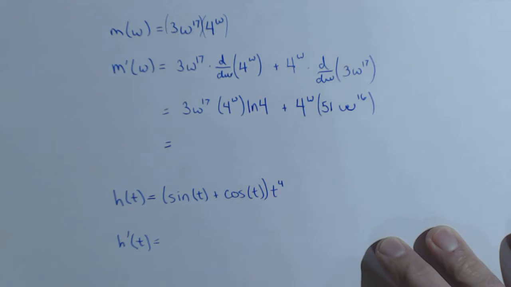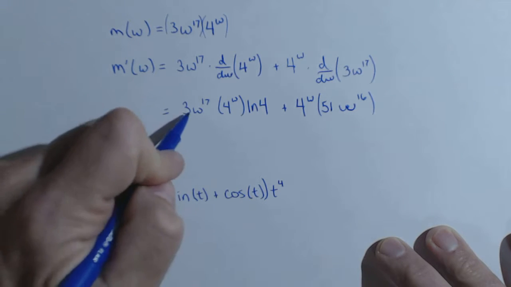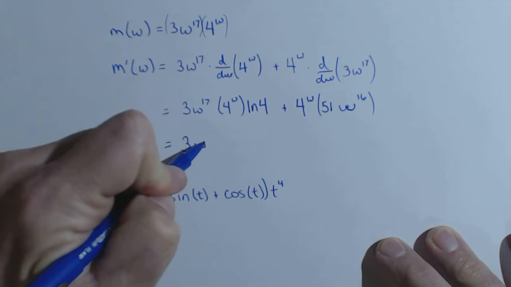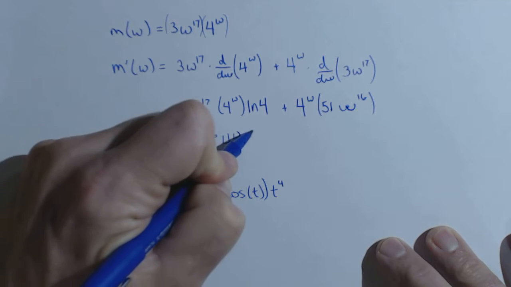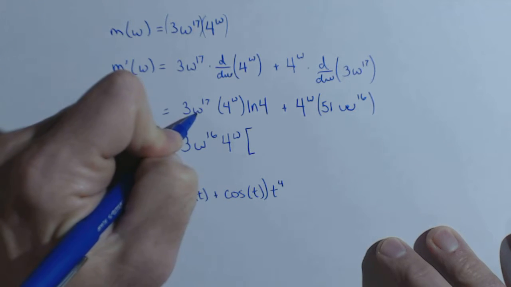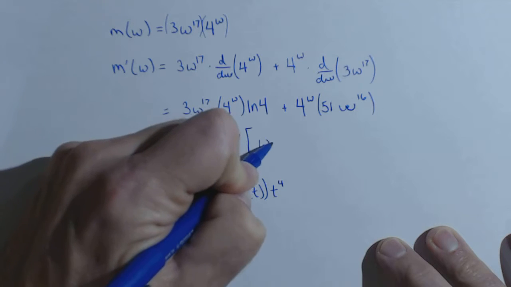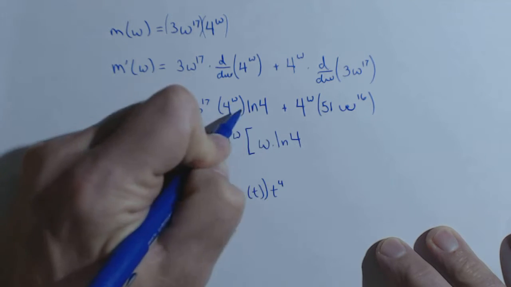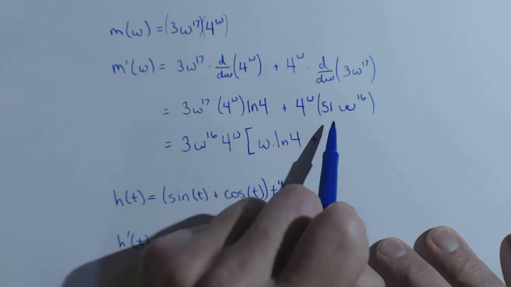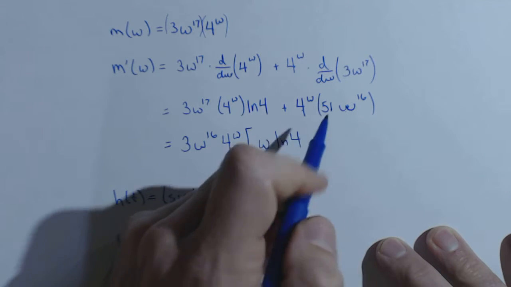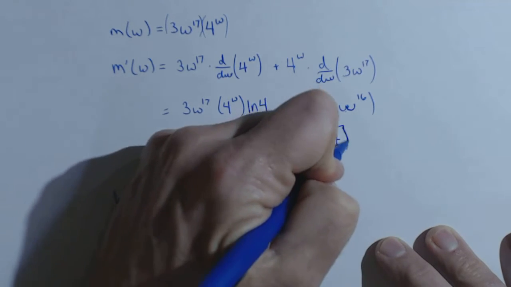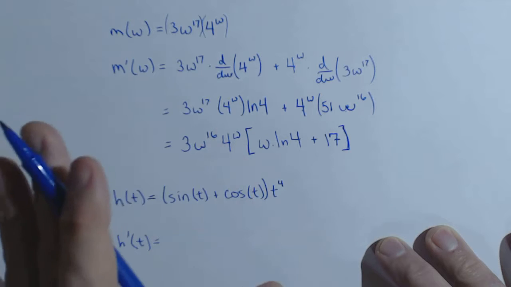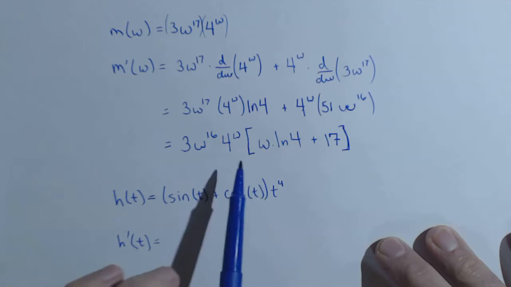And now it's a good habit to start practicing simplifying at this point because we're going to need it going on. So what can I factor out? I can factor out a 3w to the 16th times 4 to the w, and what do I have left? I'm going to have a w times ln of 4 from this piece, plus here I'm going to have, this has been factored out, that's been factored out, just 17. Again, we don't need that right now because we're just finding the derivative, but going forward this is going to be important to be able to do.